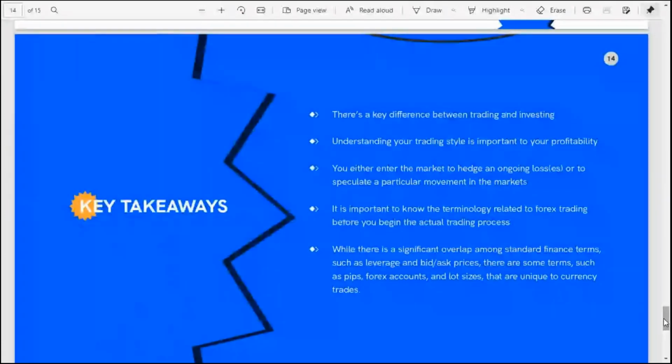You can either enter the market to hedge on ongoing losses or speculate on a particular price movement in the market to make massive profits. It is important to know the terminologies related to forex trading or trading the global financial market as a whole before you begin the actual trading process. Very, very important. You only want to venture into what you understand.